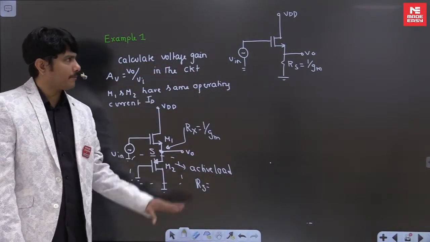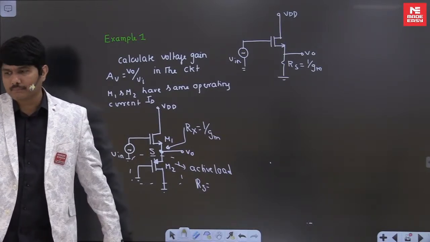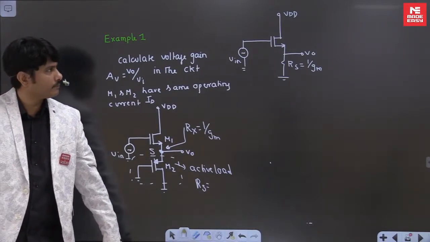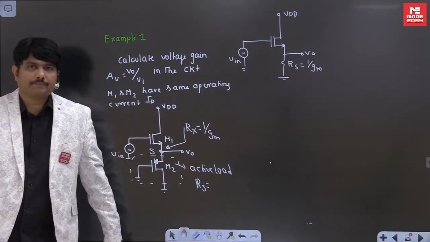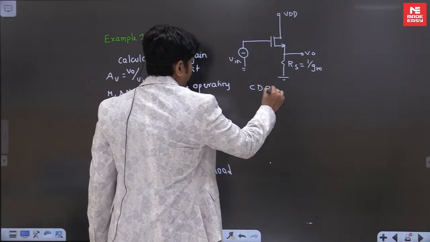Completed. And what type of circuit is it? It has converted into a common drain amplifier, because the output we have taken is from the source. It's a common drain amplifier.